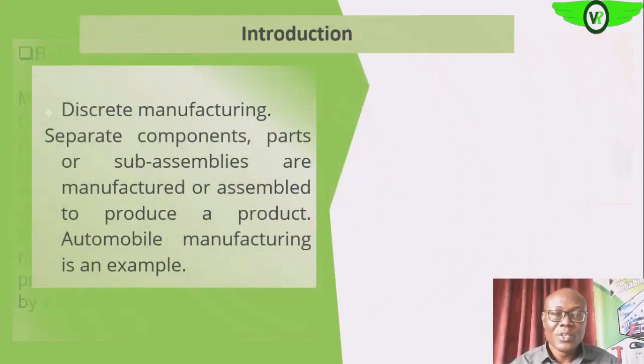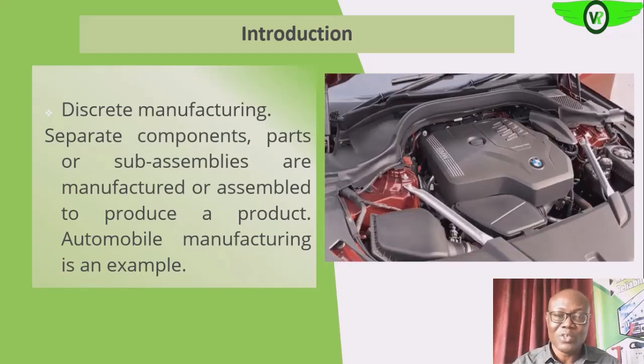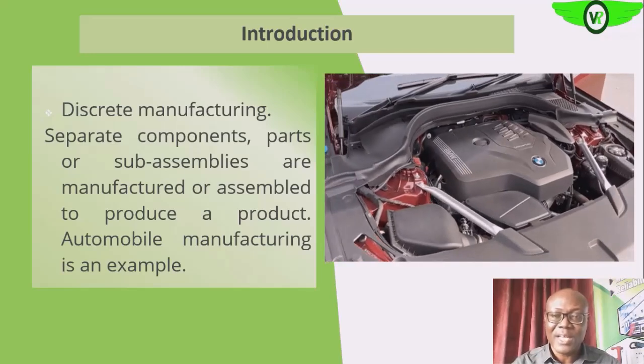Okay, so we have the discrete process or discrete manufacturing process, where a component of the finished product is subjected to a complete manufacturing process or production process. Which means that separate components are produced in different processes, and then those components are brought together and assembled together. And a good example is the automobile industry, where cars are manufactured.